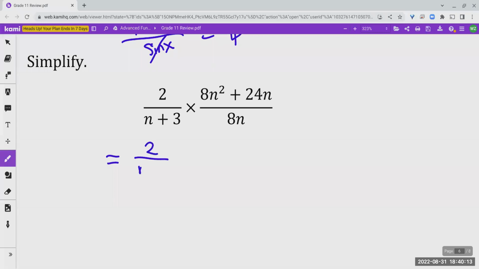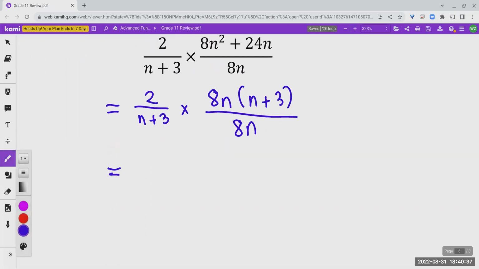So here's my advice. If you can factor something, do it. Oh, look, this thing can be factored. Right? You can take out an 8. You can take out an n. So that would be n plus 3 over 8n. You see that?